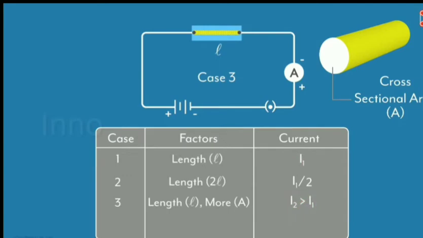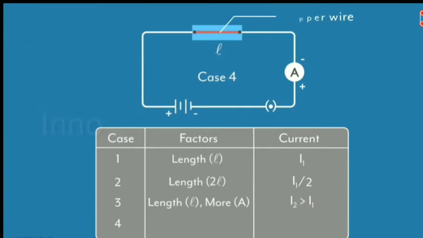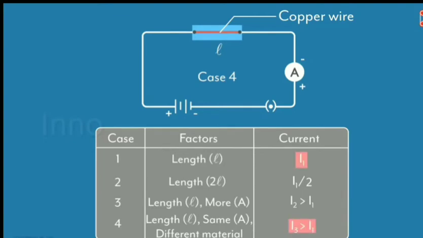Let's try out one last case. We use a copper wire instead of a nichrome wire. The length and cross-sectional area will be the same as the original wire, but the material has changed entirely. When you measure the current, you will notice that it's more than I1.